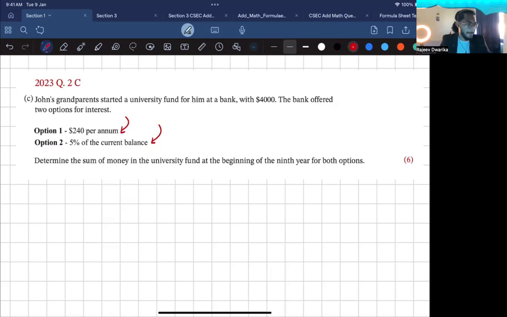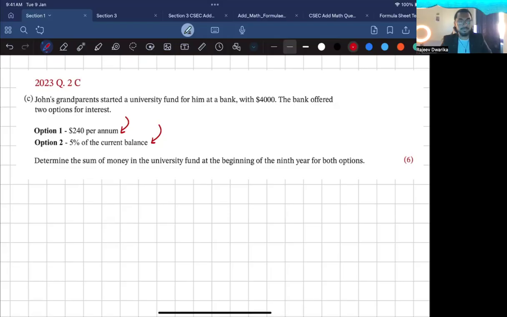Sorry, my throat is dry. That's okay, I understand. So if you add something every year, does that sound like an AP or a GP? That's like an AP. Yeah, that's an AP. Arithmetic. Yeah. Add, right?